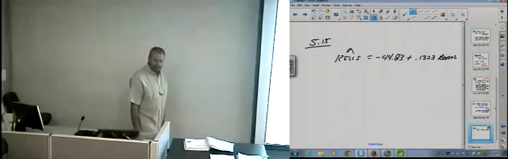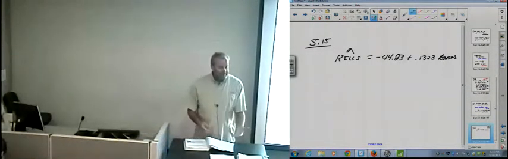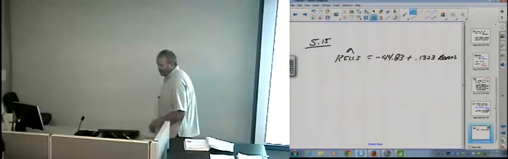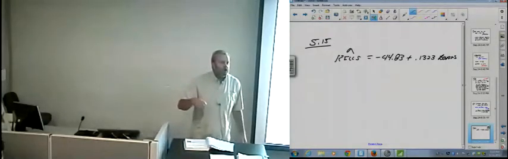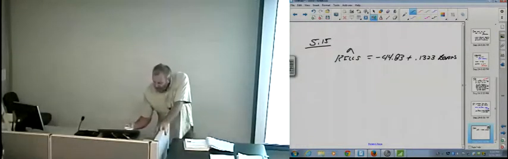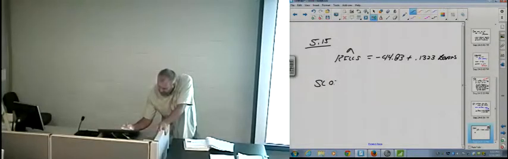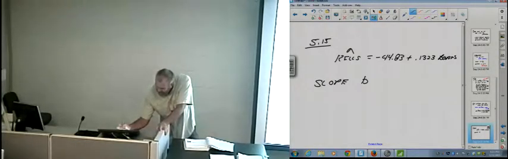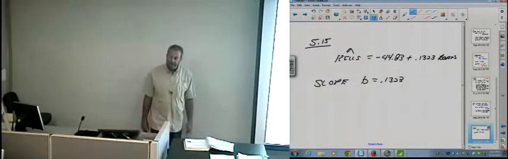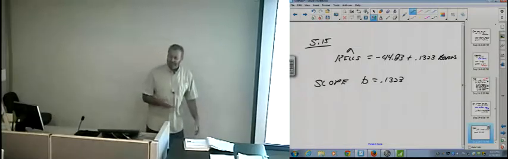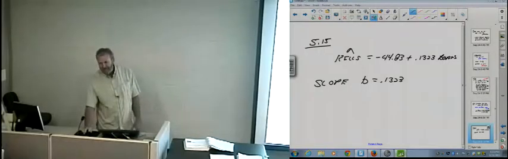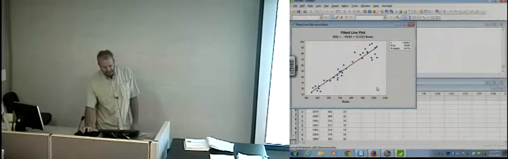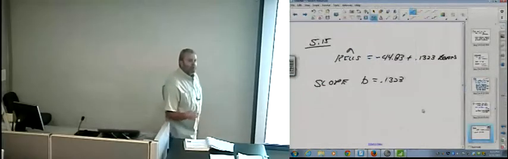Now, I'm going to treat this just like I did the last problem. There's your least squares regression line. We want to interpret the slope. So, I know the slope, B, is equal to 0.1323. You notice it's positive. You saw a positive association. I see a positive slope in my line. It follows the association, right? I want to interpret that.